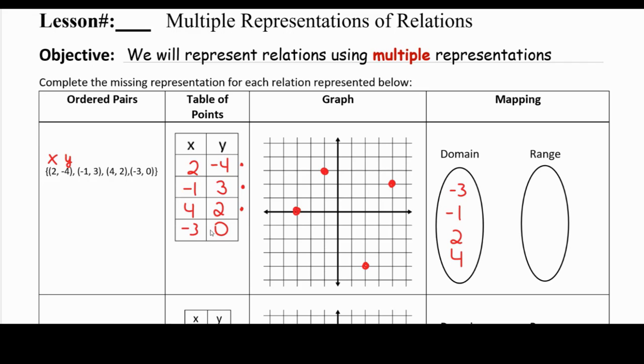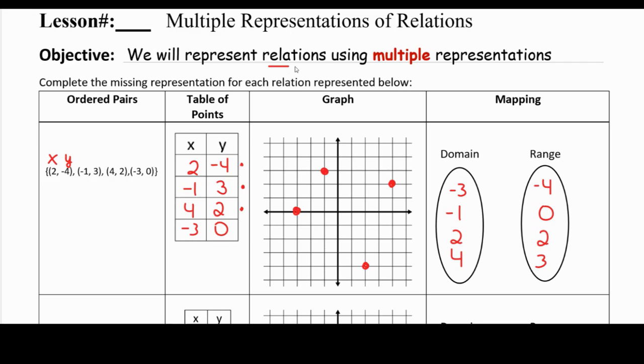Now I'm going to look at the y values, and I'm going to write them in numerical order from least to greatest, starting with the smallest, which is negative 4. Then after negative 4 comes 0. And then 2. And then 3. Now that I have these numbers, now I'm going to connect them according to the relation.